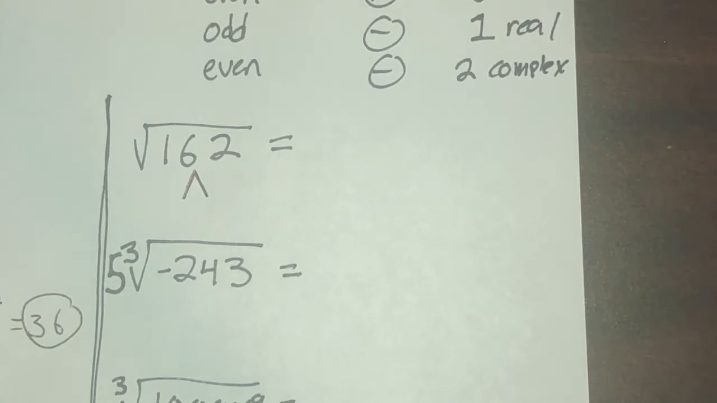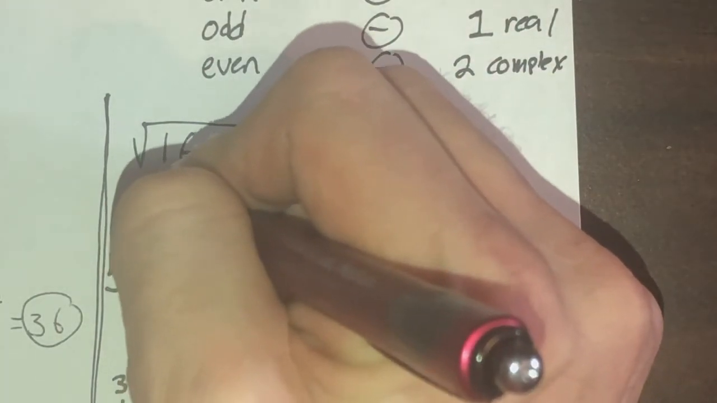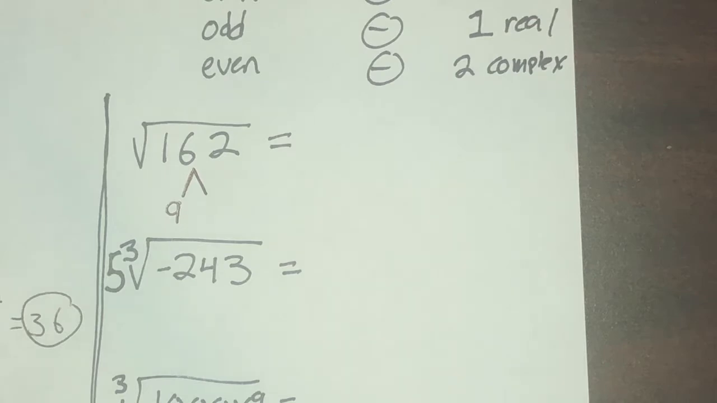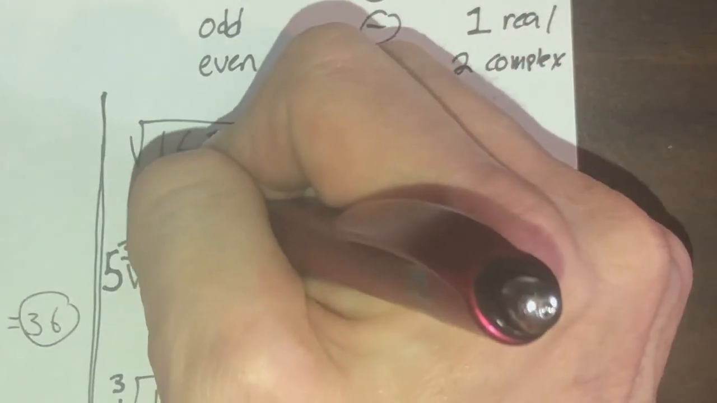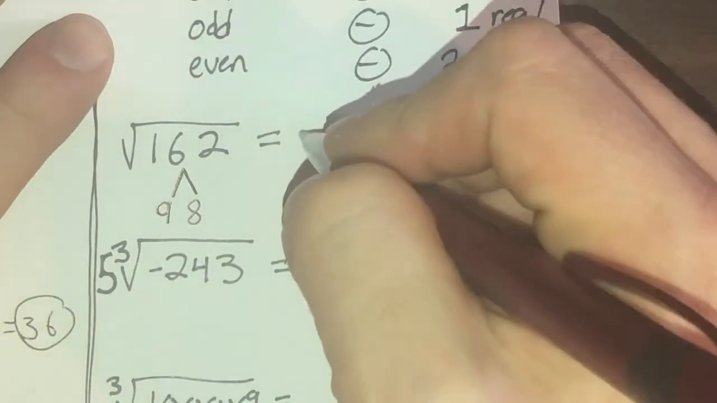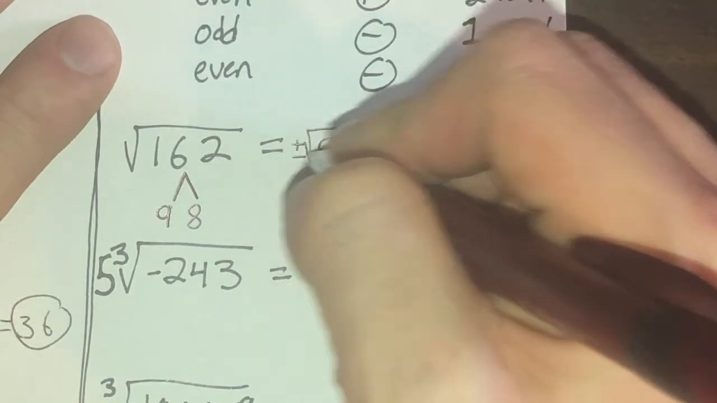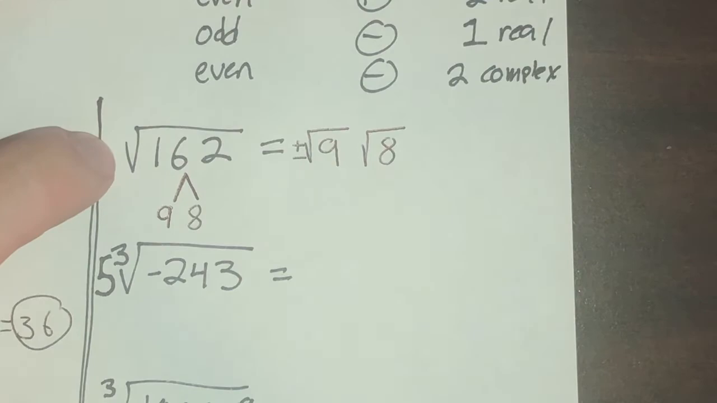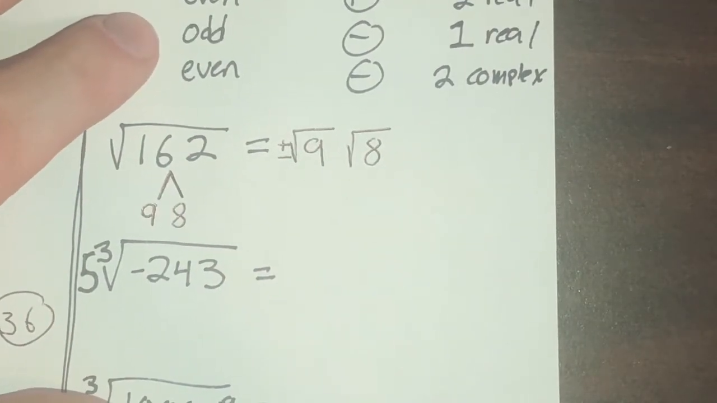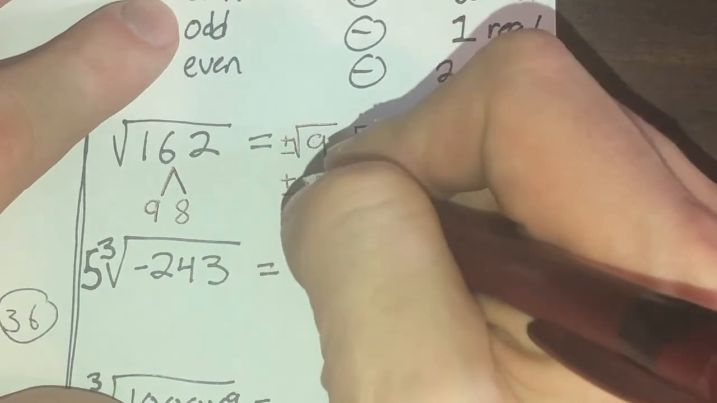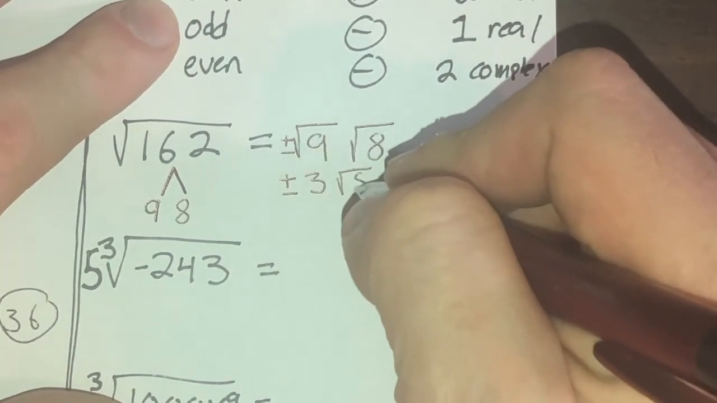So now I'm thinking, all right, yes. So basically what I'm going to do is I know that 9 goes into this guy how many times? Let's see. Well, 9 goes into 16 once. Leaves a remainder of 7. 9 goes into 72 8 times. So what I know is that the square root of 162 is the square root of 9 times the square root of 8. And because it's an even root, I'm going to drop my plus or minus up front. Now, the 9 becomes plus or minus 3. The 8 stays the same.